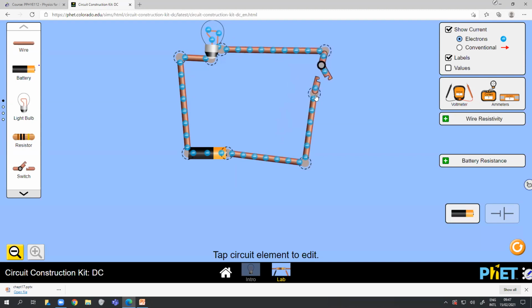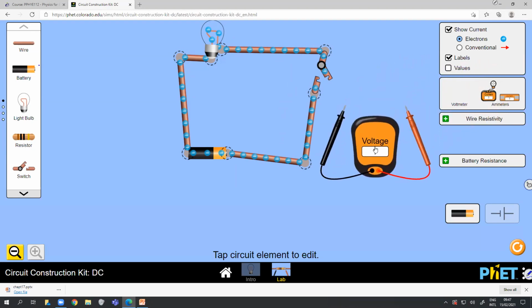Now, I want to measure the voltage. So I need a voltmeter. Take the voltmeter. This is the voltage meter, voltmeter, and this is the ammeter. Okay, there is another kind of ammeter, but we'll use this conventional standard type. Right, now what we need to do is find the current through this circuit, the current through this bulb.